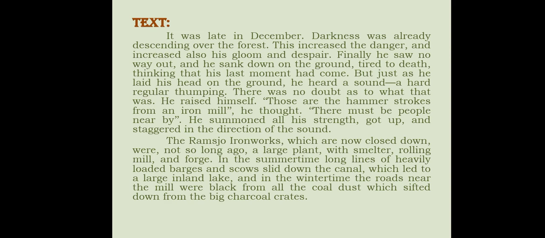The Ramsjo ironworks, which are now closed down, were not so long ago a large plant with smelter, rolling mill, and forge. In the summertime, long lines of heavily loaded barges and scows slid down the canal, which led to a large inland lake, and in the winter time, the roads near the mill were black from all the coal dust which sifted down from the big charcoal crates.